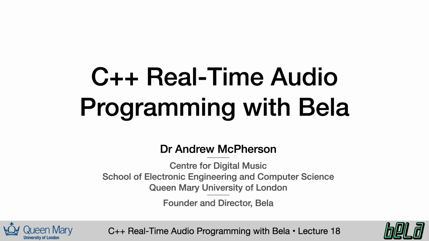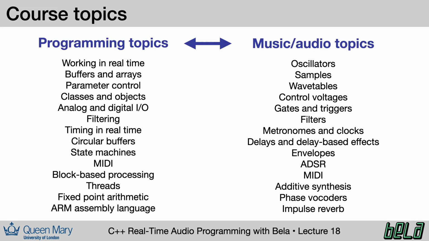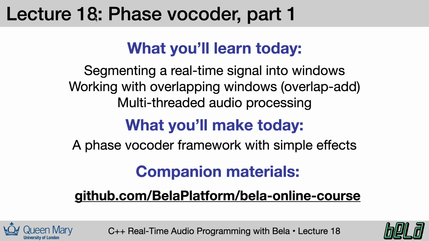Hello everyone, we're back with another installment of C++ real-time audio programming with Bela. Where we left things last time is that we were looking at processing audio in blocks of samples rather than one sample at a time. One of the reasons we were interested in processing audio in blocks is that we wanted to create effects using the fast Fourier transform, or FFT. The FFT lets us create a class of audio effects collectively known as the phase vocoder, and that's what we're going to pick up with today.